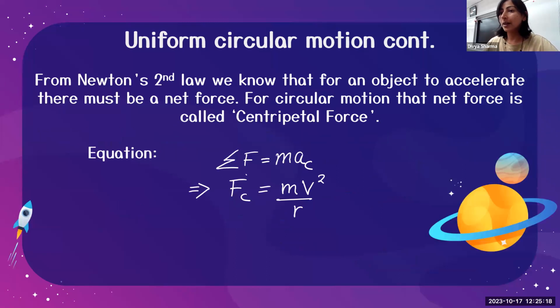All right, so from Newton's second law, we know that net force must be equal to mass times acceleration. So for circular motion, that acceleration becomes centripetal acceleration, and the net force becomes centripetal force. Remember, centripetal force is not a type of force. It's not like tension or gravitational force. It's just the name given to net force for circular motion. So that force will be equal to mv squared over r.